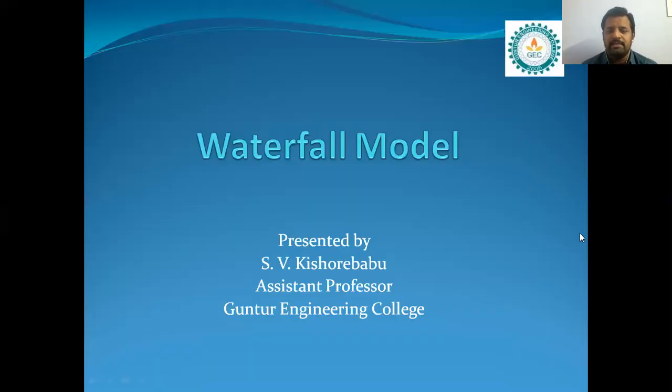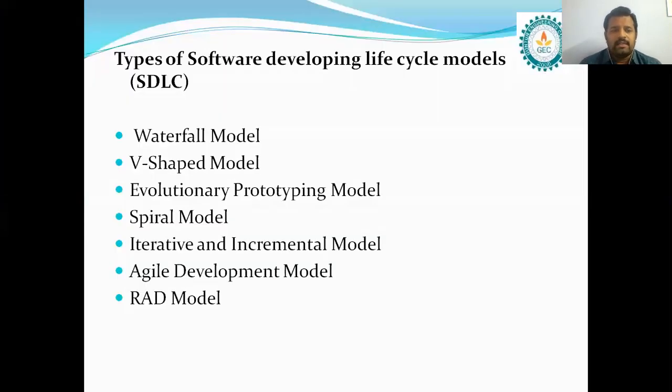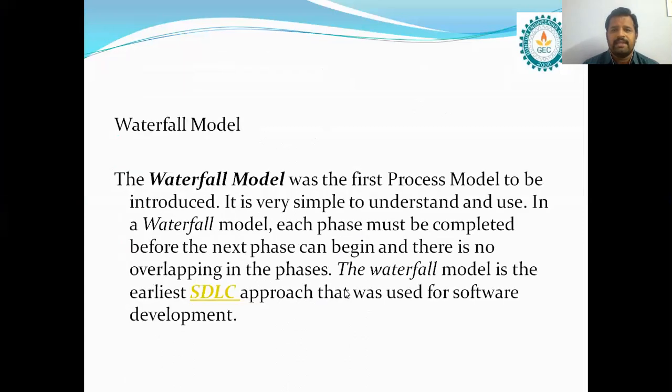Good morning, students. Today we will discuss the different types of models that are involved in the software development life cycle. There are different types of software development models in the life cycle. Those are the waterfall model, V-shaped model, evolutionary prototyping model, spiral model, iterative and incremental model, agile development model, and RAD model. Right. We'll discuss them one by one.